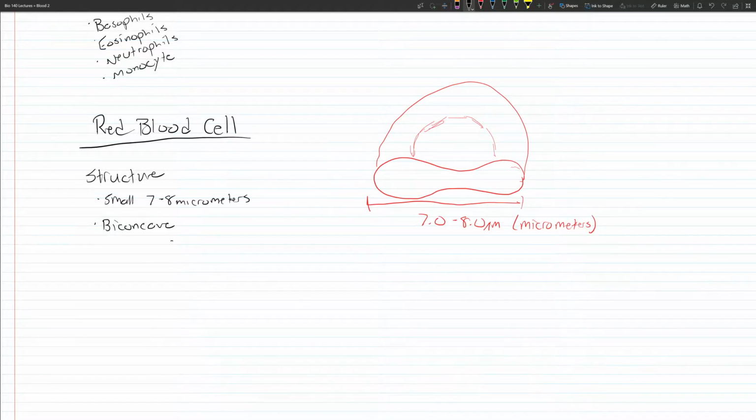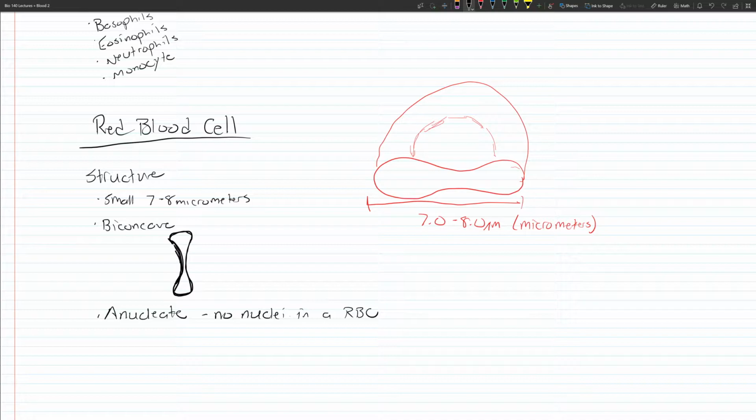Biconcave means it bows in on both sides. If you look at a red blood cell from the side, it looks kind of like that. It's really skinny in the middle and a little bit thicker at the ends. And I think the most important feature is that it is anucleate. There are no nuclei in a red blood cell.